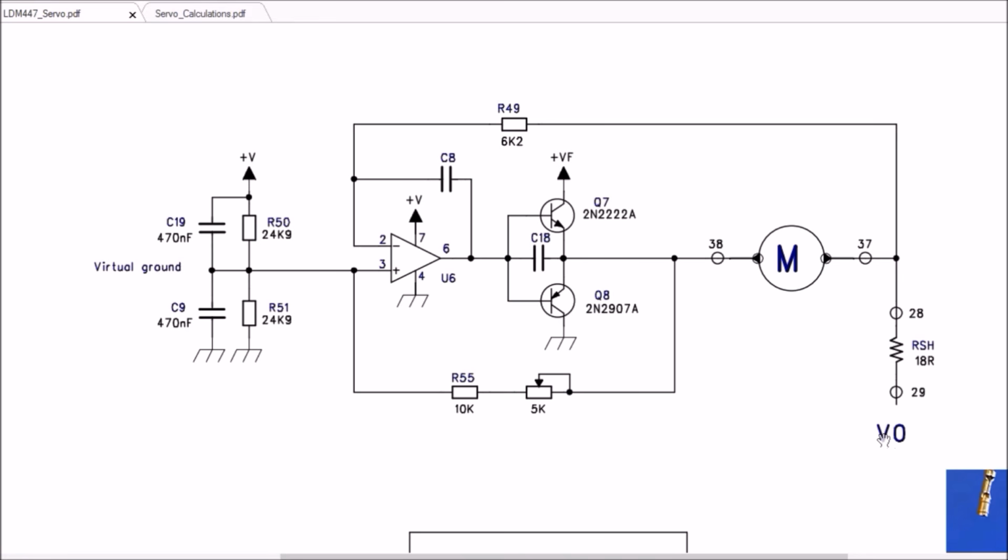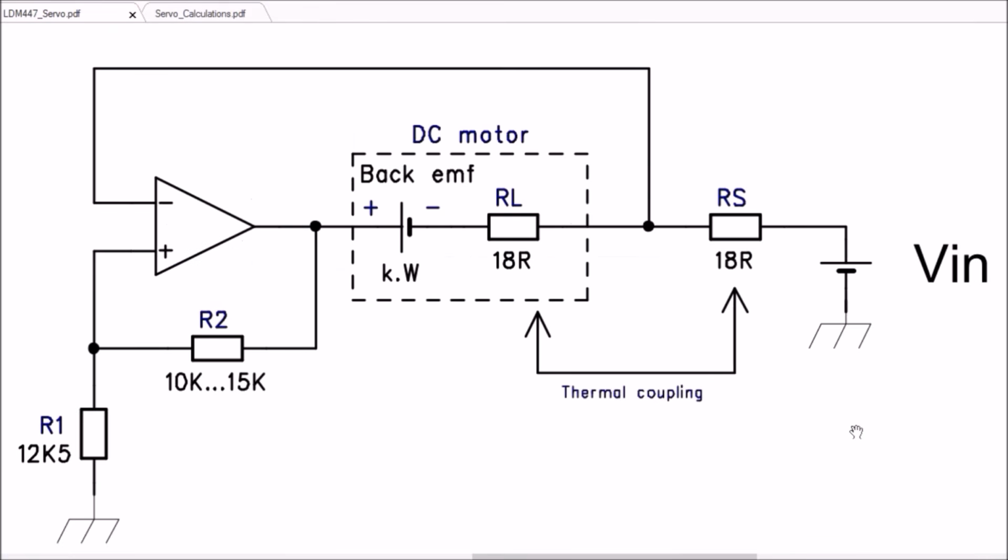VO here is the output of the servo amplifier. The motor is here. We can see here a simplified schematic. The DC motor comprises a back EMF voltage, which is proportional to the velocity of the shaft. RL is the winding resistance of the DC motor, and we have here the current sense resistance.